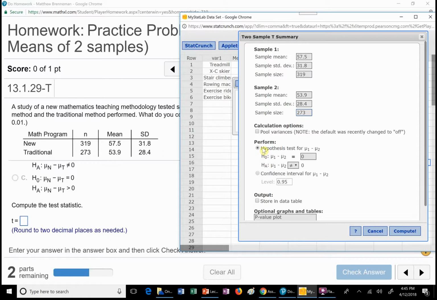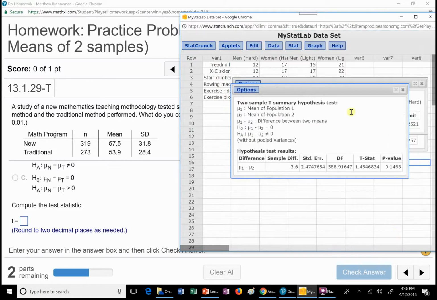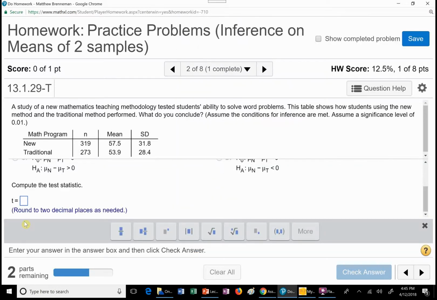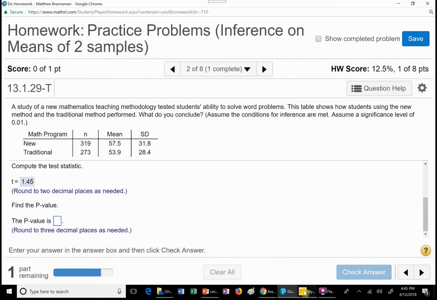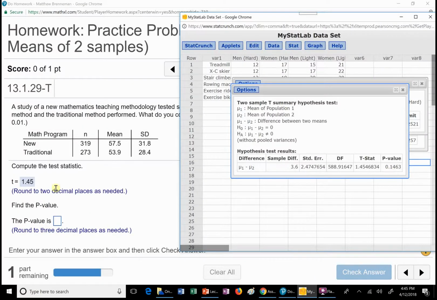Okay. So here we're testing that they are not equal, and we get the p-value. And of course, the test statistic is that thing, t-stat, right? That's my test statistic. So I'm simply going to copy and paste that right there. That's my test statistic. And that's it. p-value is already in there, right? We just copy and paste it, 0.146.